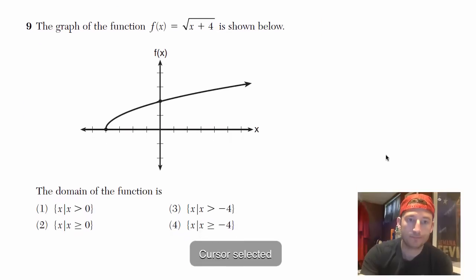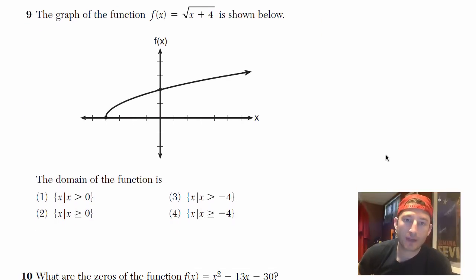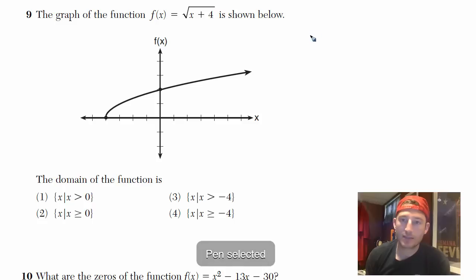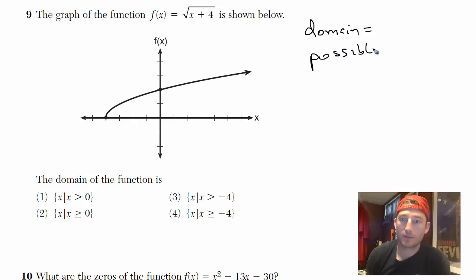All right, number 9. The graph of the function f of x equals radical x plus 4 is shown below. So what do they want to know? The domain. Okay, so say it with me, guys. Domain is the x values. Domain equals, or I should really say possible x values.